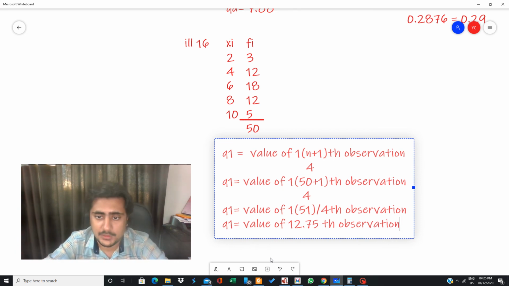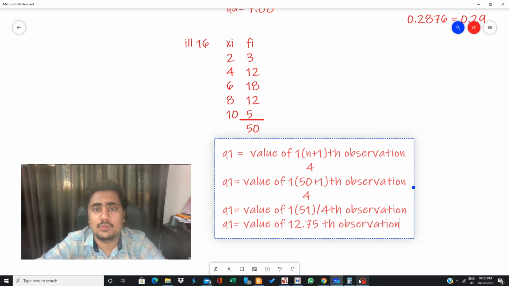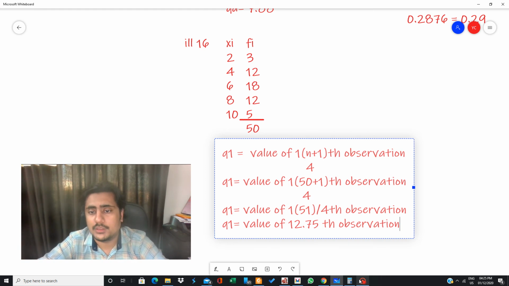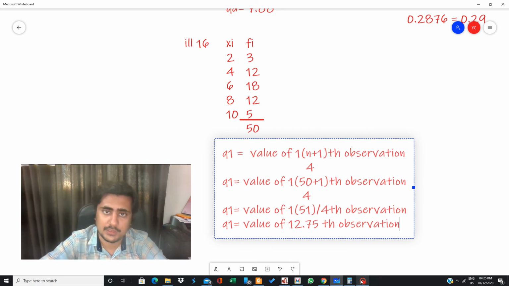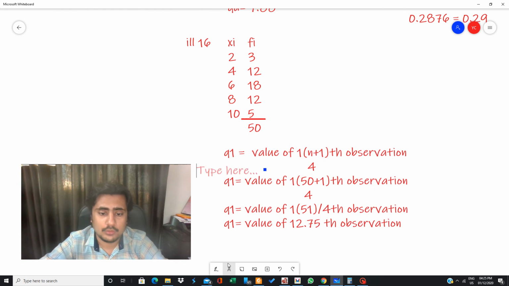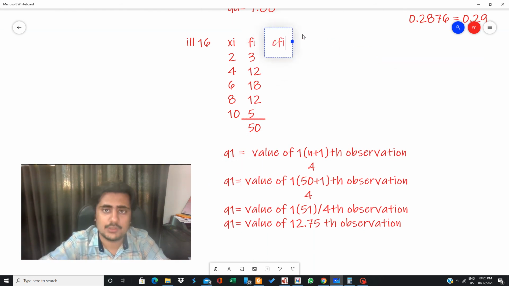Okay, see now what I have done. My n is 50. Why 50? Because when xi and fi are given, you have to take n as the total of frequency. So the total of frequency is 50. Now the value of 1 into n plus 1 upon fourth observation, so it's the value of 50 plus 1 upon 4. Now 51 by 4 is 12.75. Now where you have to search this 12.75, you will find a column which is termed as CFi, if you remember.